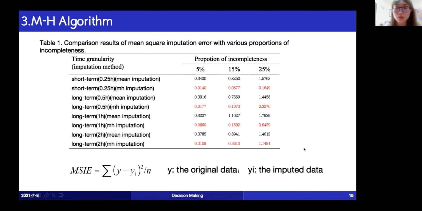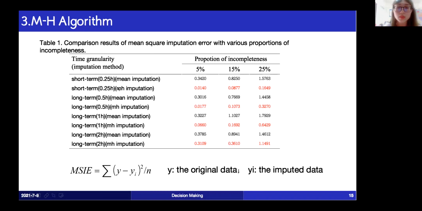To compare results, the mean imputation is used, that is to impute the missing data by the mean. At the same time, we use mean squared imputation error to compare the effect between the two methods. The formula is the process of calculating. Y means the original data and yi means the imputed data.